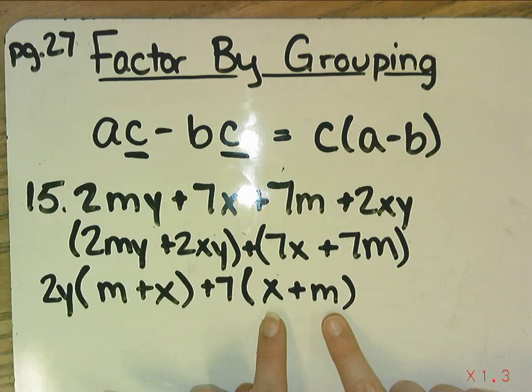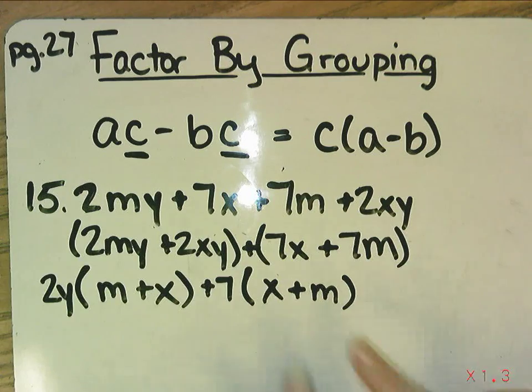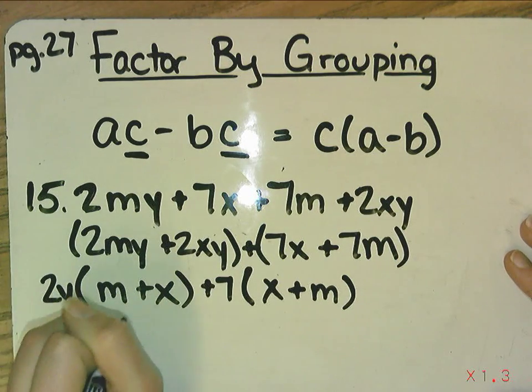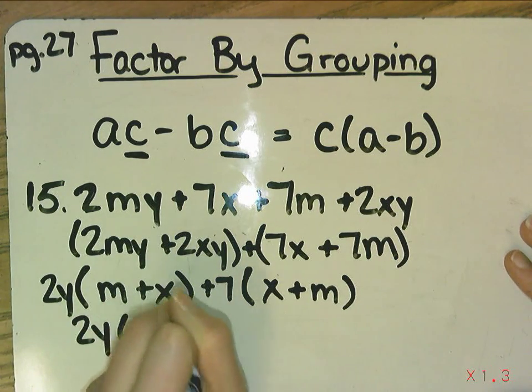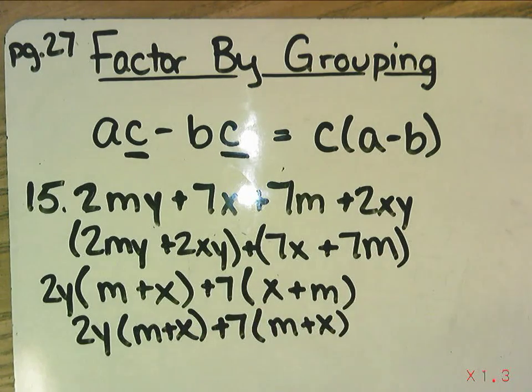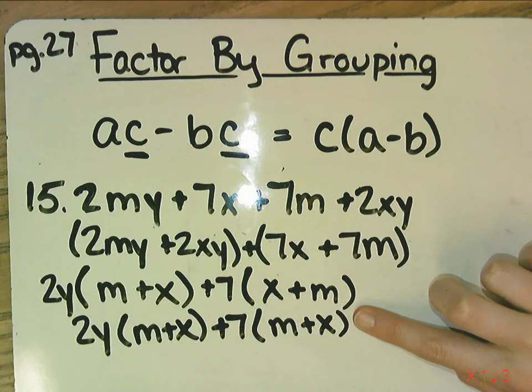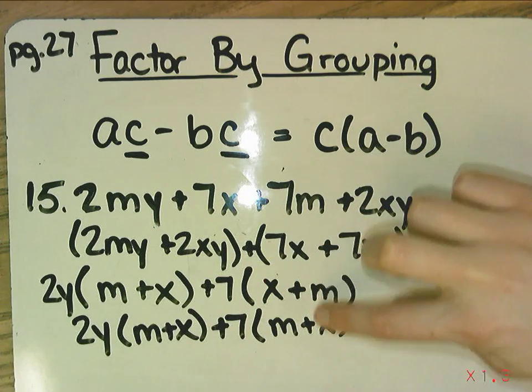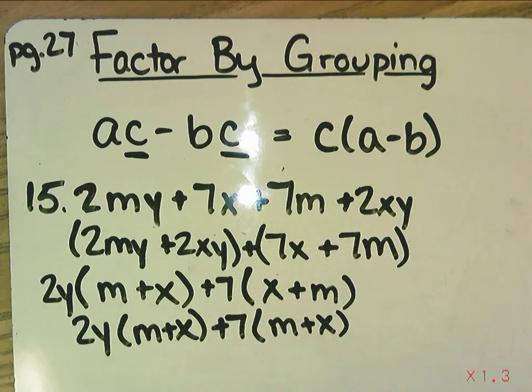Well, they don't look exactly alike, but I know that addition is commutative. So I can rearrange this sum and have it be equivalent to what it is now. So I can rewrite it as 2y, m plus x, plus 7, m plus x. So all I've done from here to here is I've swapped my x and my m, and I can do that because addition is commutative.